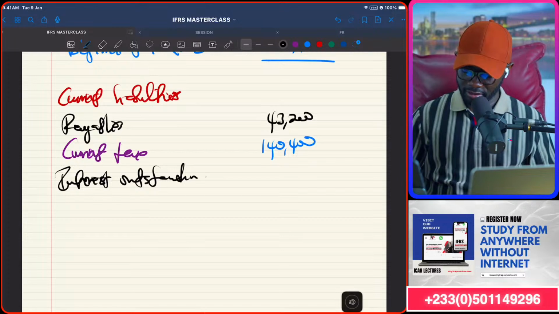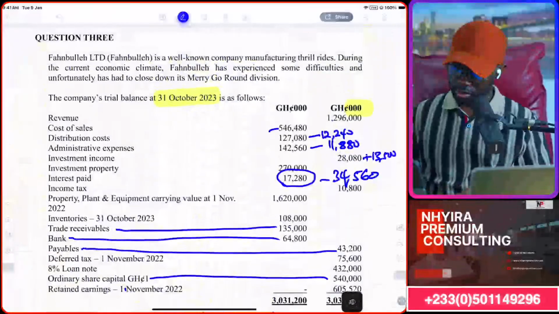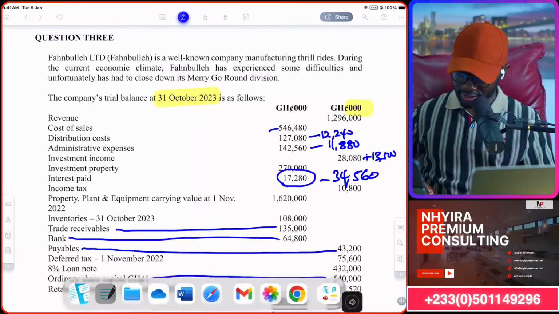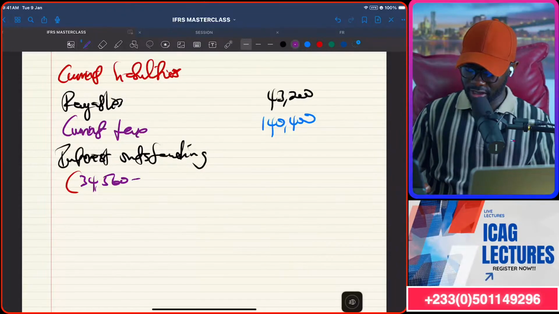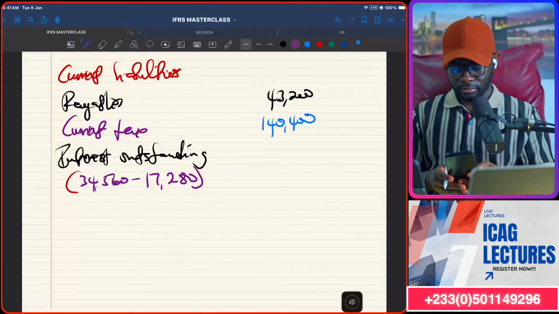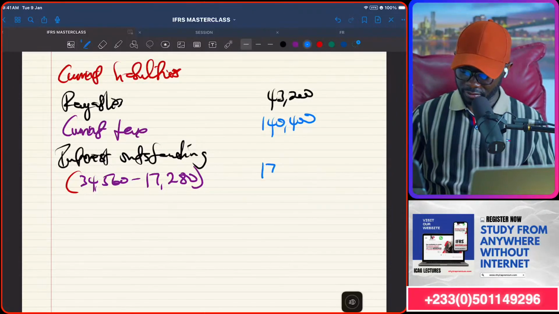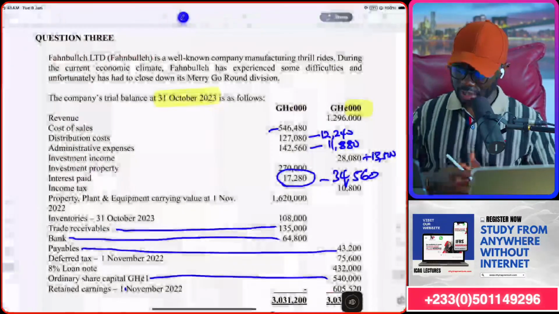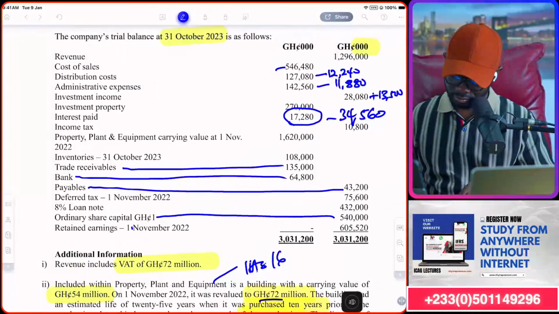If you remember, the total interest payable was 34,560, but they've paid 17,280. So 34,560 minus 17,280. Okay, the same answer. So it's like they paid half. So 17,280. Okay. Then we see what else we got. Think that is all.